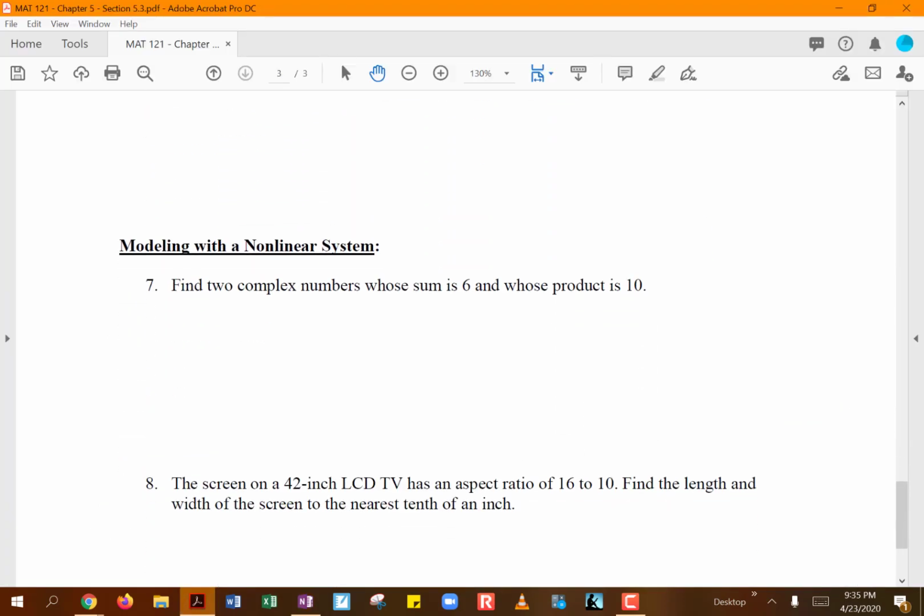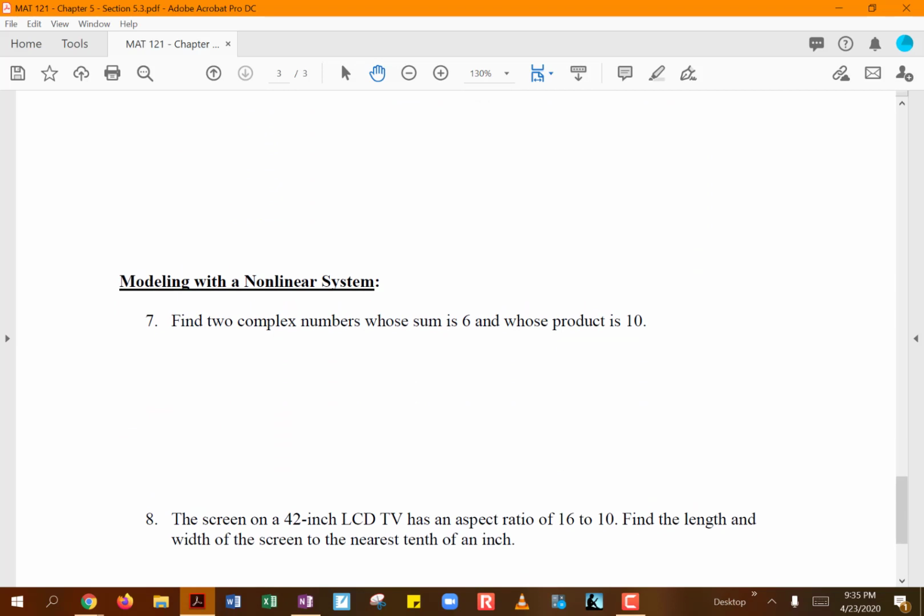Alrighty, folks. So that brings us to some application examples over here. And they're telling us that we have to find two complex numbers, okay? And they're telling us when you add those two complex numbers, the sum is going to be 6 and their product is going to be 10. So let's say our two complex numbers are x and y, okay? And you can use any variables you want. I'm just going with x and y.